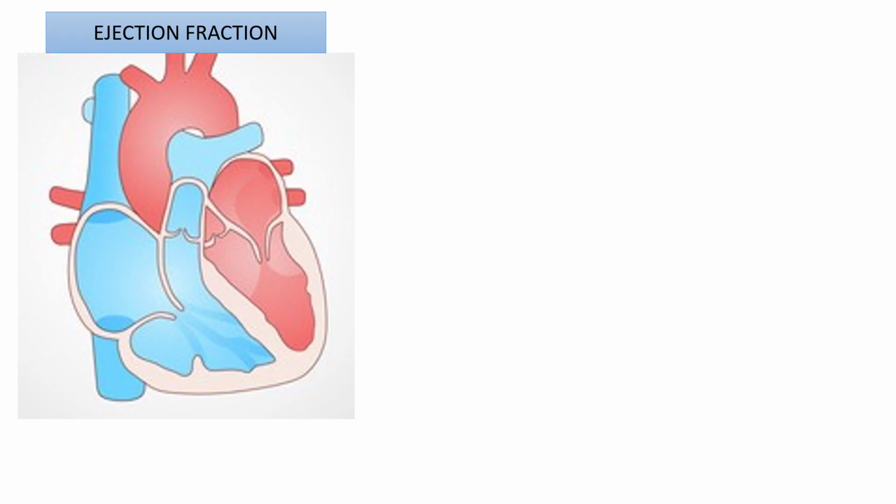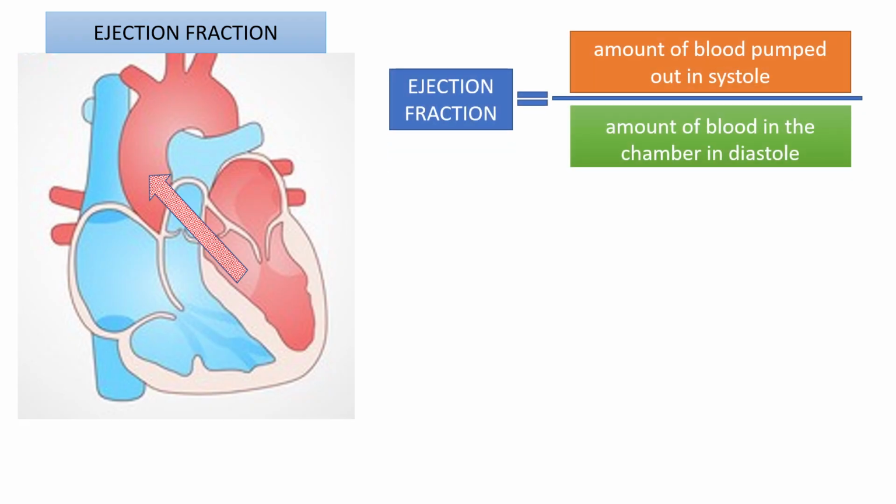So how then do we calculate the ejection fraction from systole and diastole? The ejection fraction measures the amount of blood the left ventricle pumps out to the body with each heartbeat. And the calculation of the ejection fraction is simply the ratio of the amount of blood pumped out in systole to the amount of blood in the chamber in diastole multiplied by 100. It becomes a percentage. So it's really the percentage of the amount of blood that is pumped out with each heartbeat.